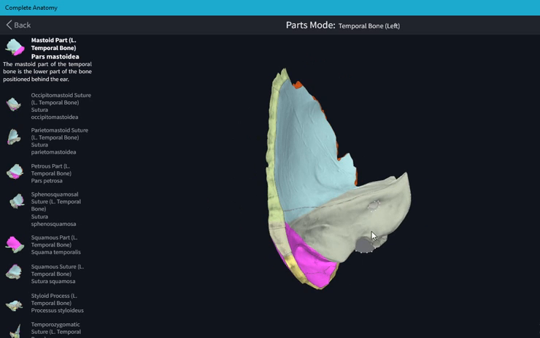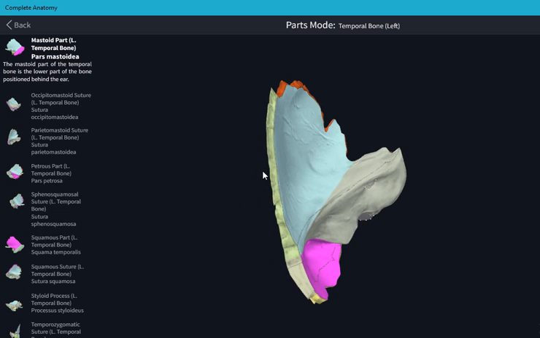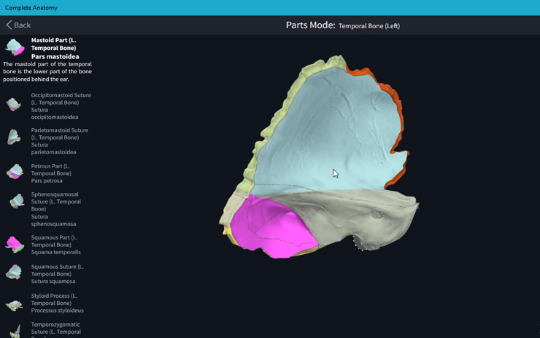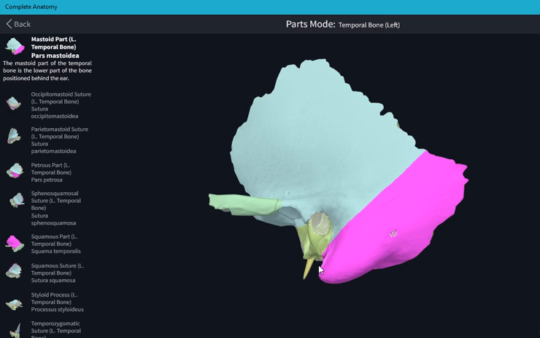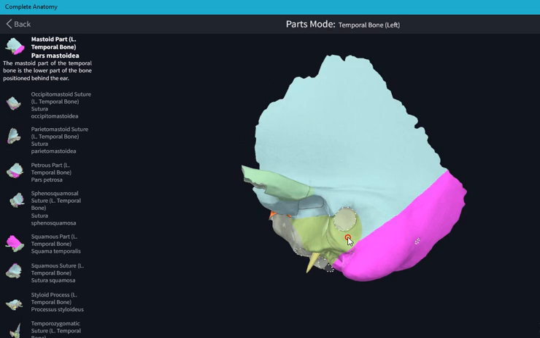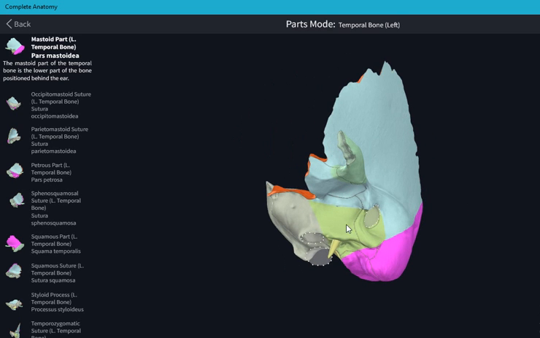Now here you see this portion which has much of the ridges of the temporal bone. You need to note again that the squamous part of the temporal bone is a part which is very smooth. In contrast, the mastoid part is characterized by the mastoid process here. The tympanic part is characterized as containing the internal ear.